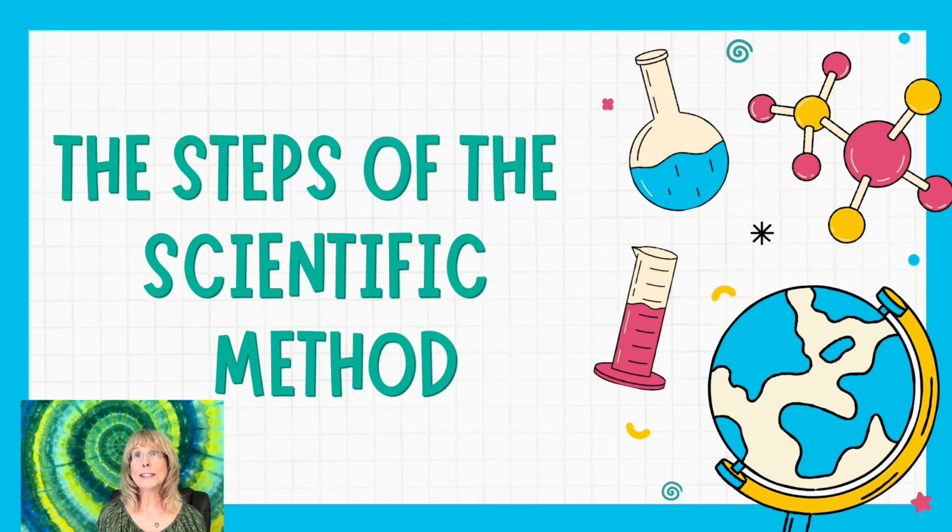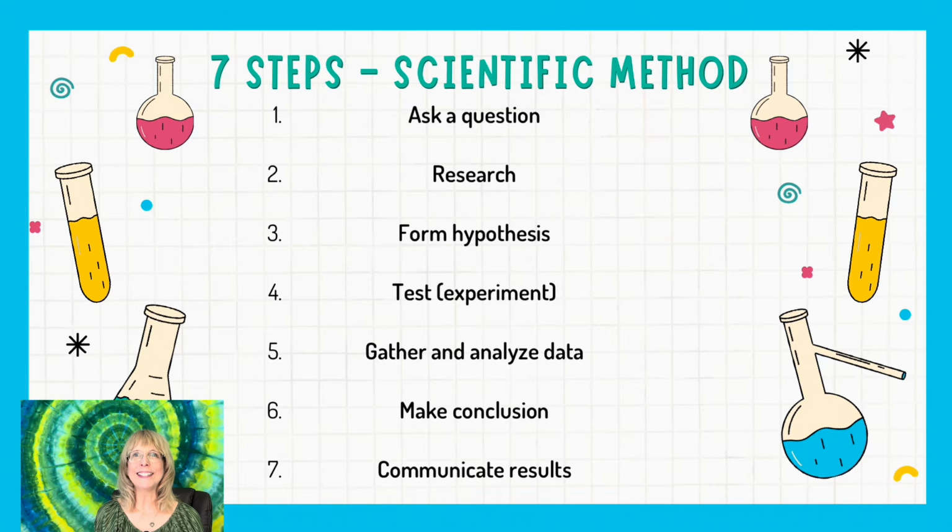Next, let's talk about the steps of the scientific method. You may have seen a different amount of steps, but essentially the process is the same. For our example here, we will have 7 steps. The first step is to ask a question. Look around the world and wonder about it. Ask yourself a question about the world that you think you can answer using science.